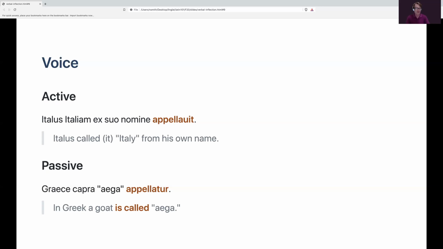So you could turn it around and make an active sentence and say, Greeks call goats aiga, but this is a passive statement. A goat is called aiga. So the same verb in two different forms: active voice, the subject is doing the action. Passive voice, the subject is receiving the action.